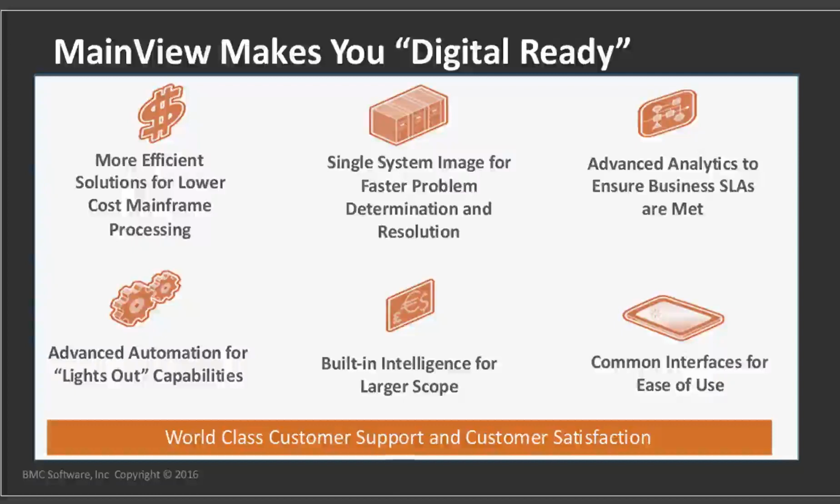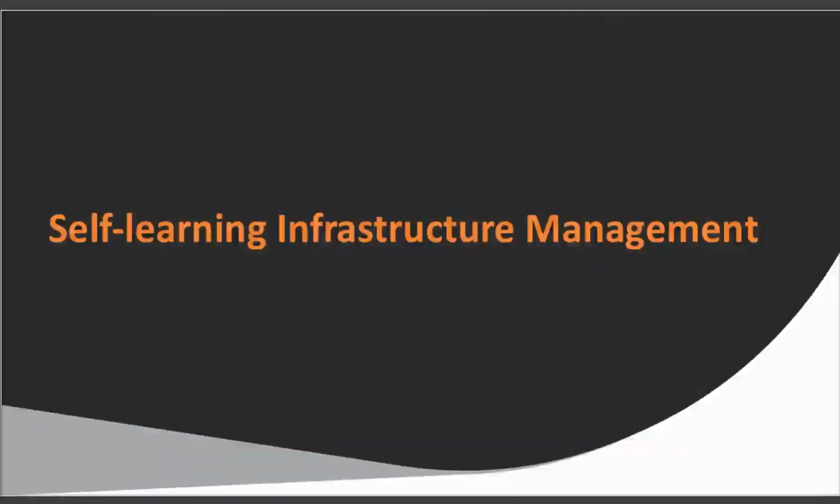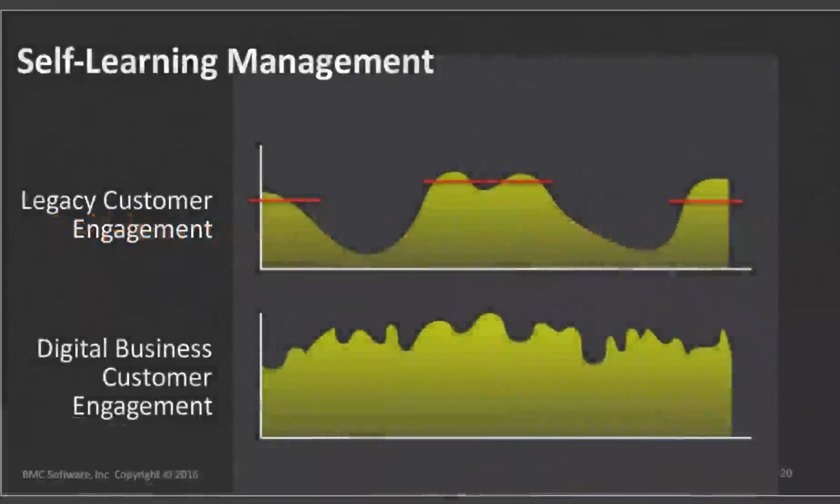So part of making our customers digital ready with MainView is the customer support that we provide and that we've got there underneath what the customer is trying to accomplish. So let's talk about some of the features, some of the capabilities that are necessary and that we've been delivering to help manage the change that's being caused by digital. First is what I'll call the self-learning infrastructure management.